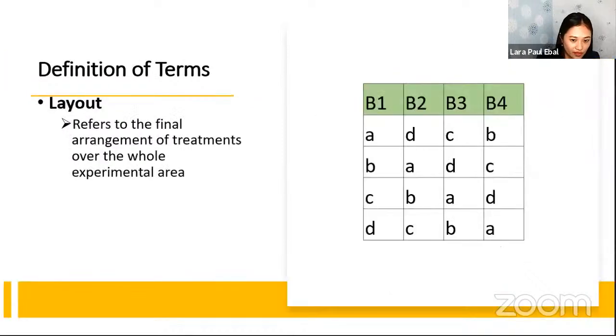Now, another term is the layout. This refers to the final arrangement of the treatments over the whole experimental area. As you can see on the right-hand side, we have this example of an arrangement of treatments. For example, for B1, or block 1, we arrange the treatments as A, B, C, D, and then for the next block, we have D, A, B, C, then the third block C, D, A, B, and then the fourth block B, C, D, A. So this is an example of a layout.